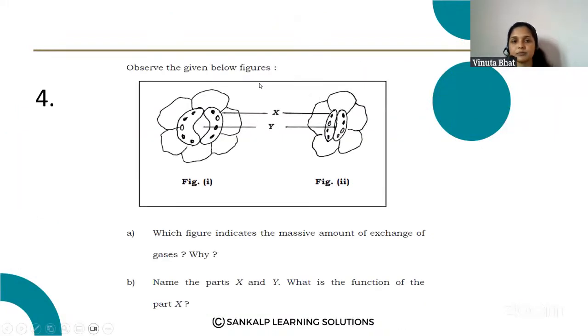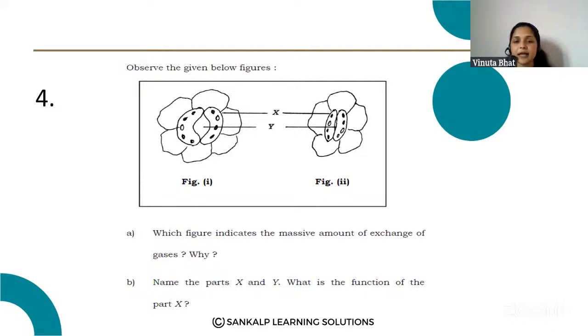Next question. Observe the given figures. Observe the given diagrams and write the answers for the questions. The first question is, which figure indicates the massive amount of exchange of gases? Name the parts X and Y. What is the function of part X? You should observe the diagram and write the answer.